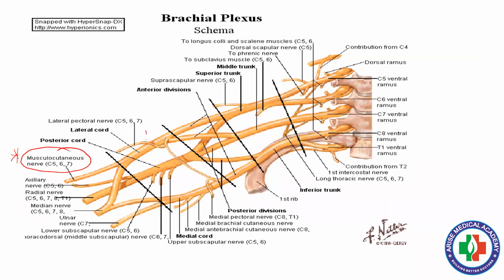And this small branch which supplies the pectoral muscles is the lateral pectoral nerve. Musculocutaneous nerve has to go and supply the arm. The lateral pectoral nerve supplies the pectoral muscles. We'll discuss each nerve in detail. The image is what I'm trying to get you familiar with. Complex image, so just trying to spend some time on that.